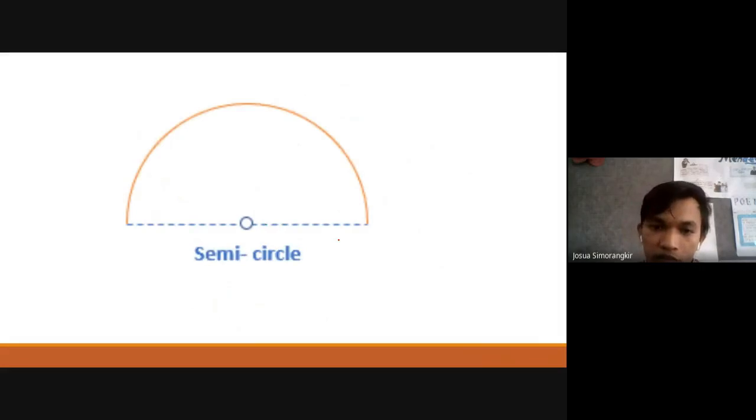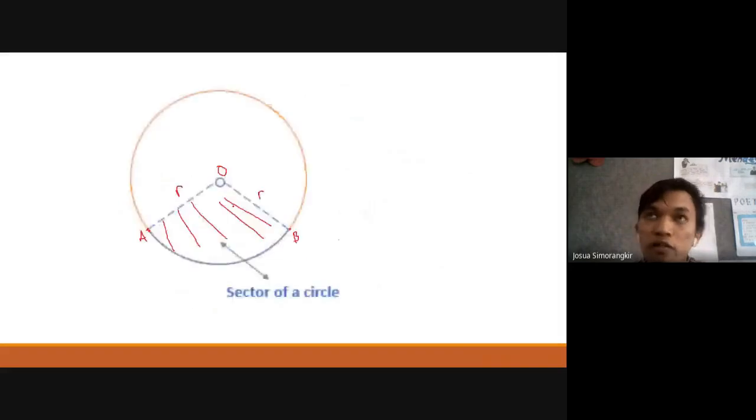A semicircle. If we have a circle and then we divide it into two main parts with the similar area, like here, similar sectors, we call it a semicircle.